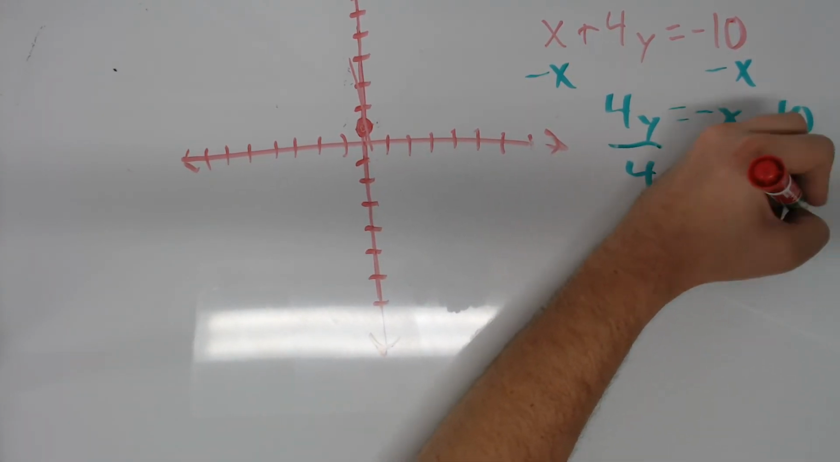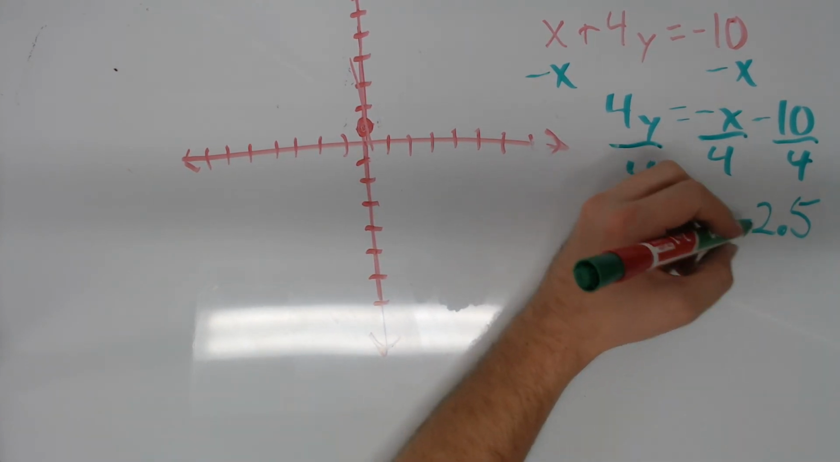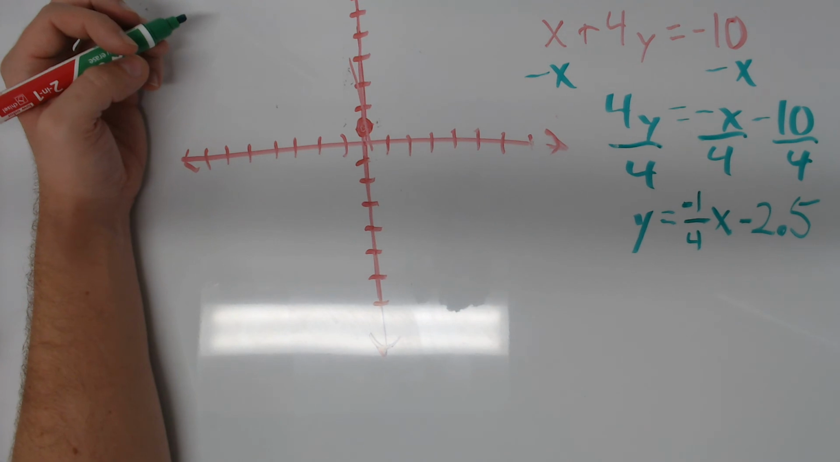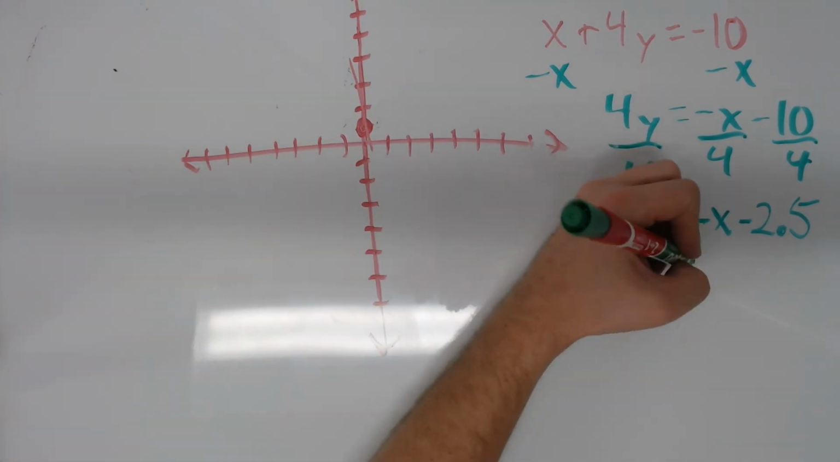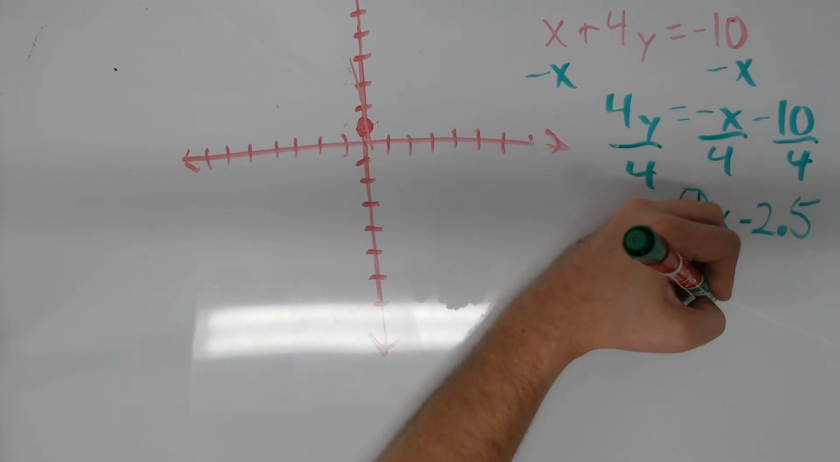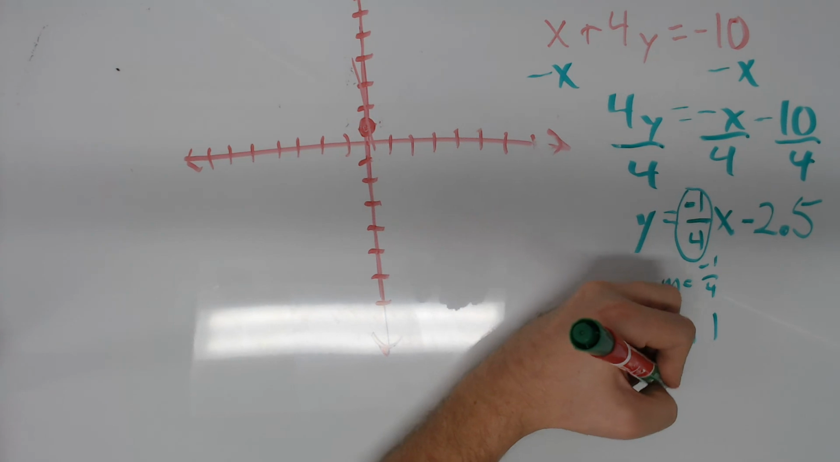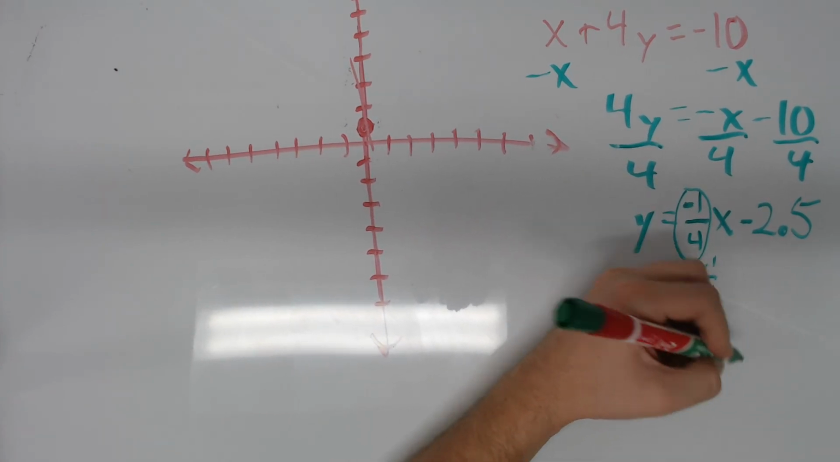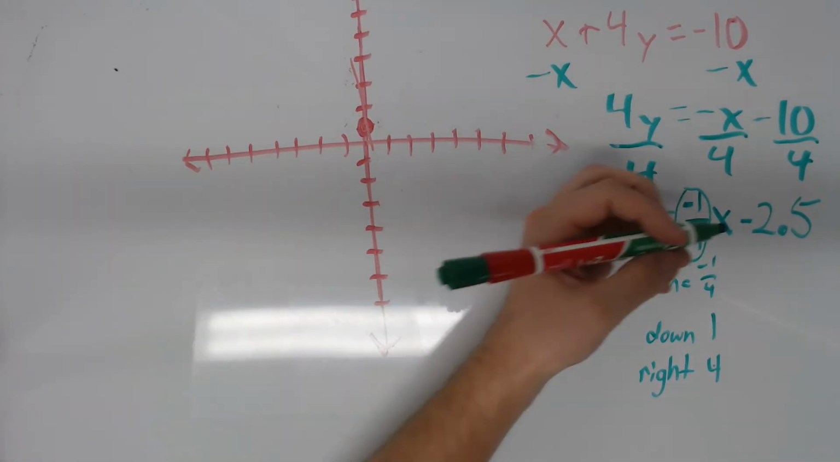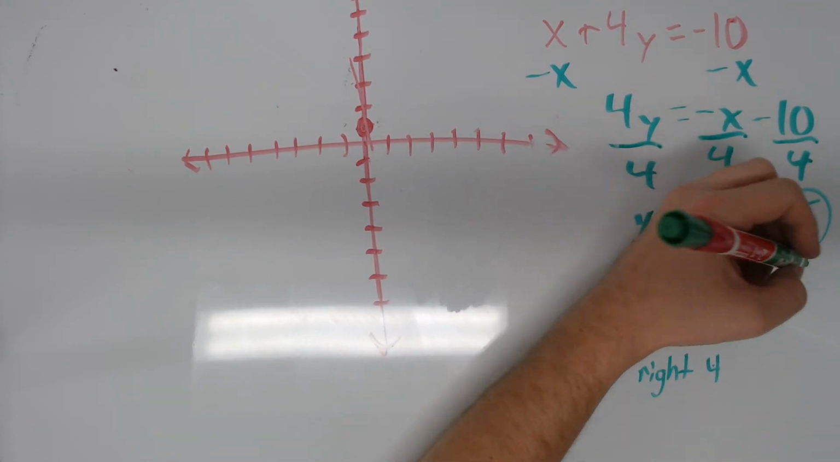The y-intercept, I think, as a fraction is actually worse. Slope is good as a fraction. Y-intercept is not as good as a fraction. So m is negative 1/4. That means down 1 and right 4. So this is going to be a really shallow slope. It's going to be fairly leveled out. And then this is our b, negative 2.5.